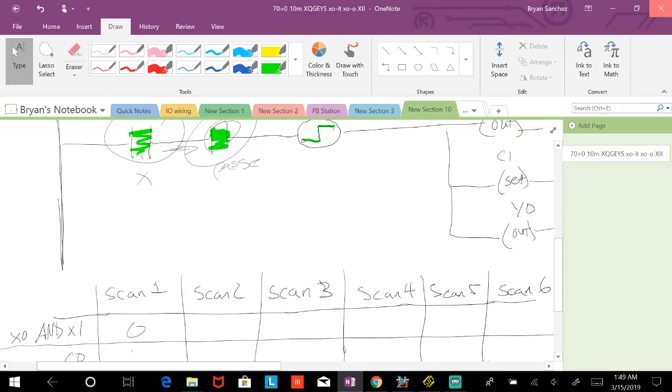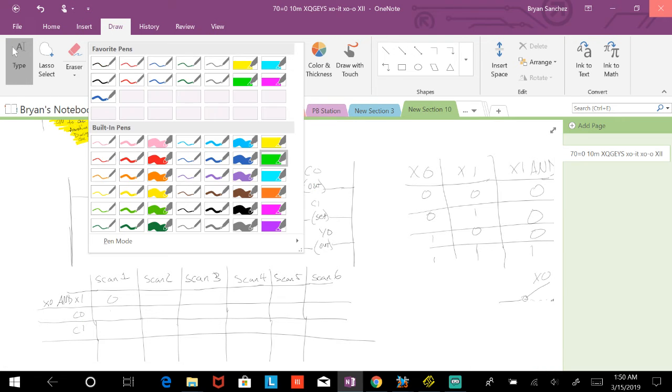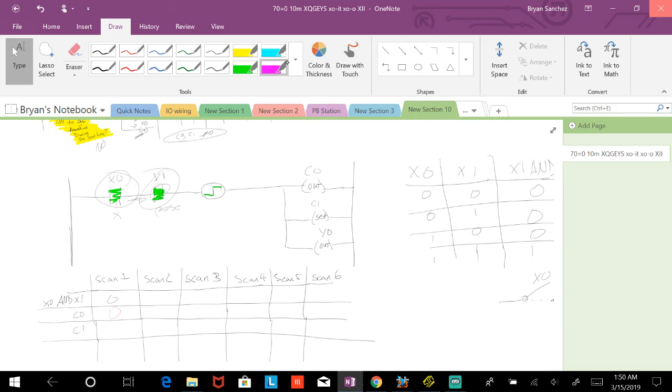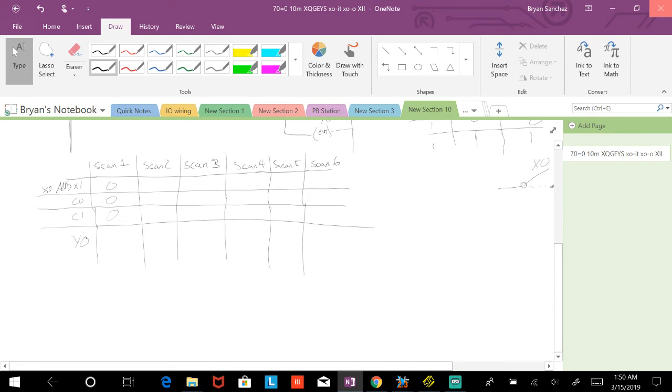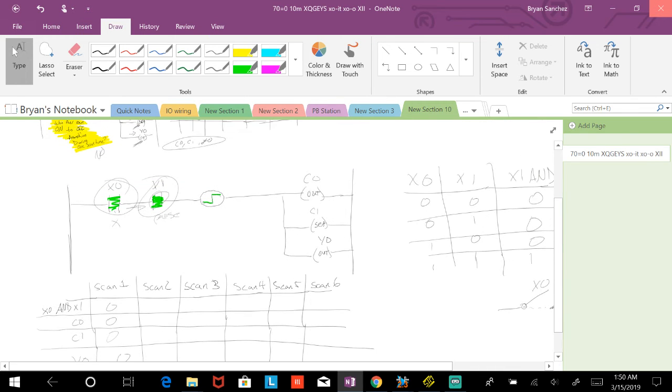So in scan 1, one of them was off, or both of them were off, so it was 0. Doesn't really matter. C0 would still be 0. C1 will be 0. And then I got Y0, which will be 0. All of a sudden, X0 and X1 become 1, meaning on. So now in scan 2, X0 and X1 become 1. So the combination of this logic went from 0 to on.